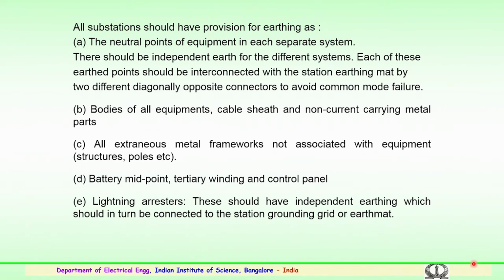The important point is the lightning arresters, which are very important components in the substation. These should have an independent earthing which should in turn be connected to the station ground grid or the earth mat which is existing in the substation.